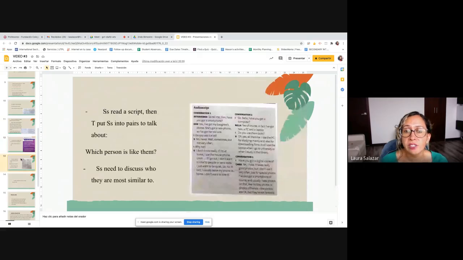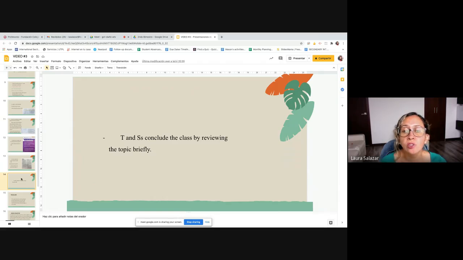Then the students need to read a script. Then teacher puts students into pairs to talk about which person is like them. So here is the script that they have to read, and they are going to talk about this script in pairs. And they're going to talk about which person is like them. Which of these persons will be more similar to them. Students need to discuss who they are most similar to. Teacher and students conclude the class by reviewing the topic briefly.